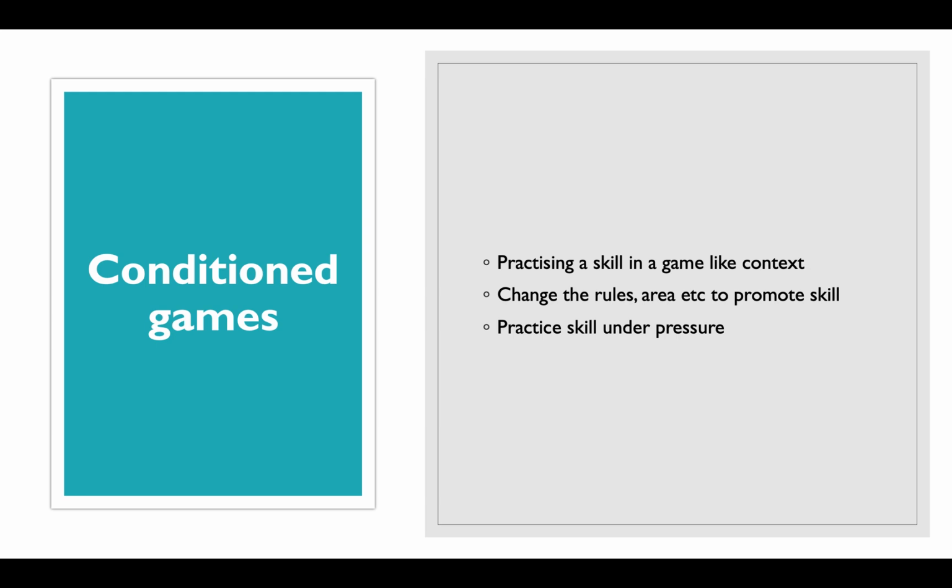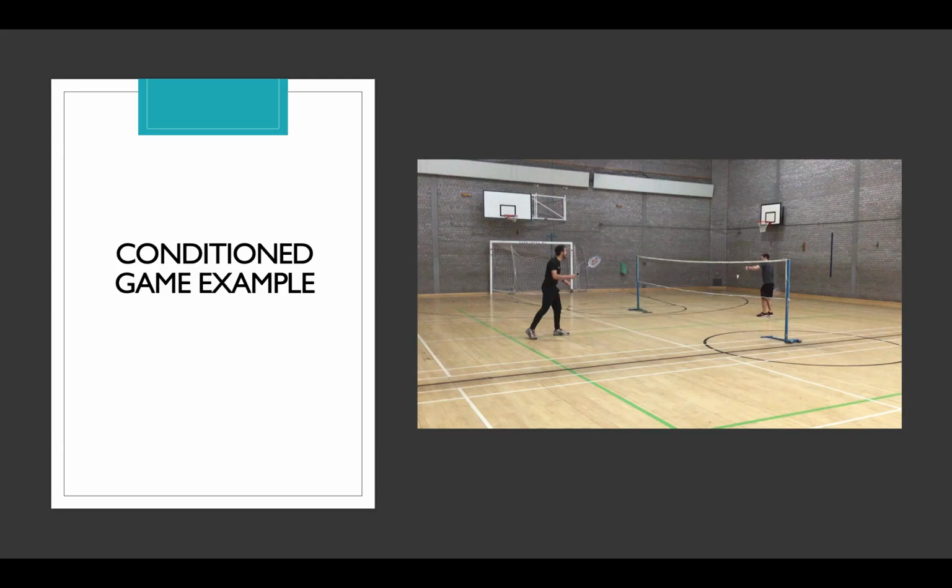The last approach that we're going to look at is conditioned games. Conditioned games are when you change the rules of an activity or an area to promote a certain skill. An example of this would be playing 3-touch in football to develop passing and moving. This allows you to practice a skill in a game-like context and under pressure. There is more difficulty with this approach than there is for shadow practice or repetition drills.